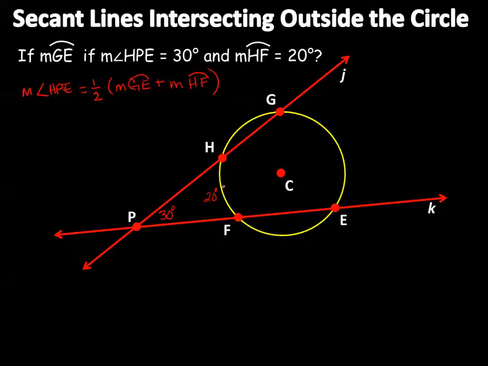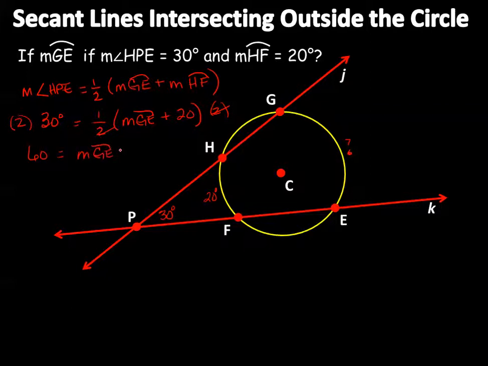Okay, so this is what I'm looking for right over there. So I know the measure of the angle is 30 degrees, and I've got my half, measure of arc GE, and I know that HF is 20 degrees. There we go. Remember, I got to get that 2 away, so I'm multiplying both sides by 2. These little guys right here reduce to 1. So I've got 60 equals the measure of arc GE plus 20.